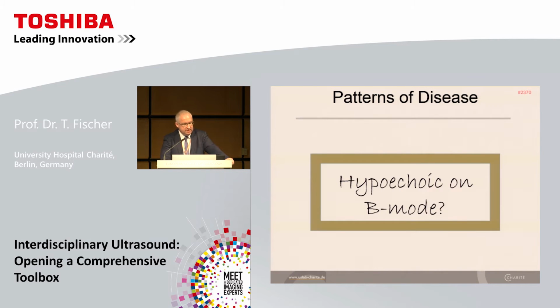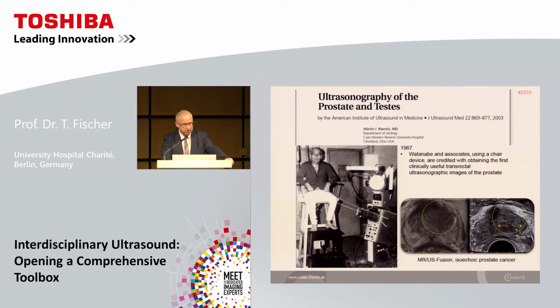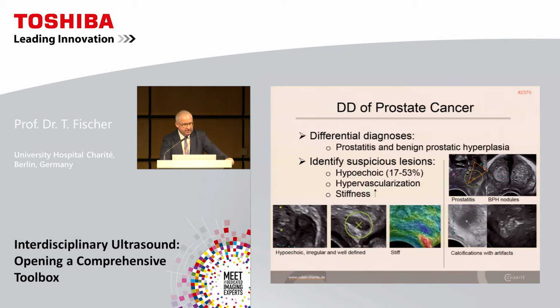So the next pattern is hypoechoic on B-mode as a question. And you know this guy, this is Mr. Watanabe. He is sitting on his transrectal ultrasound chair and scanning his own prostate. I'm not sure this is very comfortable, but he was the first author of these nice images, and he has the same problem: hypoechoic, not always. And these are the major differential diagnoses if we deal with this topic, of course, benign prostate hyperplasia. And the problem is that only 17 up to 53% of the cancer cases are hypoechoic.